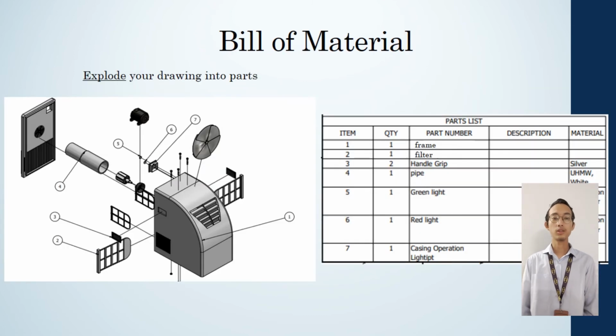And for the bill of material, we came up with the design, and the parts of the design are: item 1 is the frame, and item 2 is the filter. Item 3 is the handle grip, item 4 is the pipeline, items 5 and 6 are the light, and item 7 is the casing operation light.